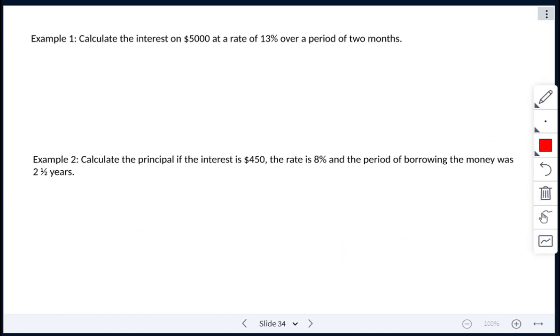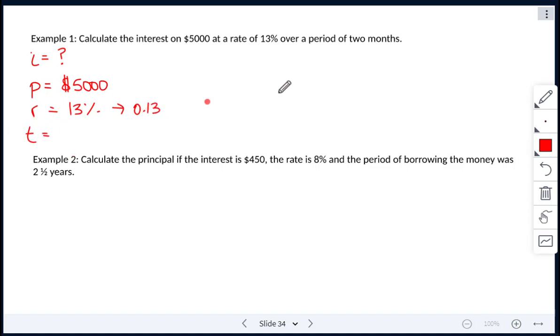So example 1: calculate the interest on $5,000 at a rate of 13% over a period of 2 months. Let's see everything we know here. Calculate the interest, so interest is what we don't know. The principal amount is $5,000. The rate is 13%. Let's change it to decimal by moving the decimal 2 places to the left, so it's 0.13.